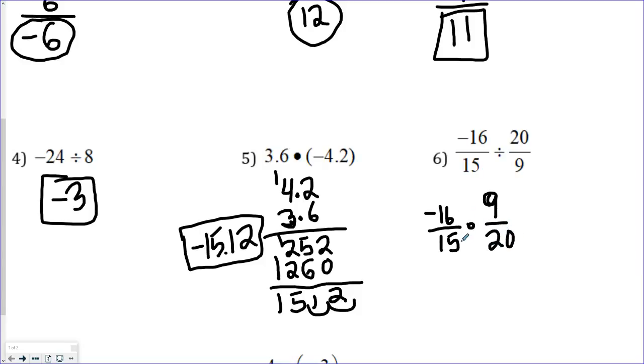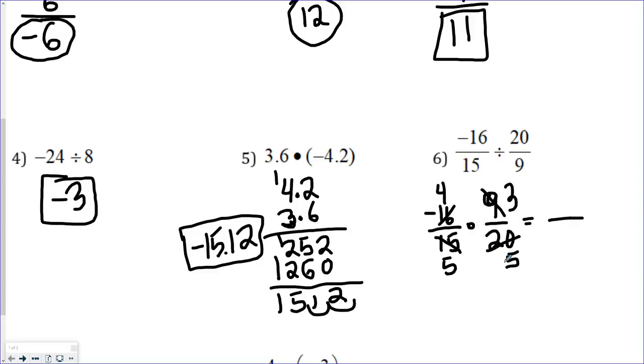And then instead of multiplying straight away, I want to cancel first. So if I look here, 15 and 9, well, both those can be divided by 3. So divide this by 3, you get a 5. Divide this by 3, you get a 3. 16 and 20, again, both those can be divided by 4. So divide this by 4, you get a 4. Divide this by 4, you get a 5. I'm just going to keep the negative sign there as I'm doing this.